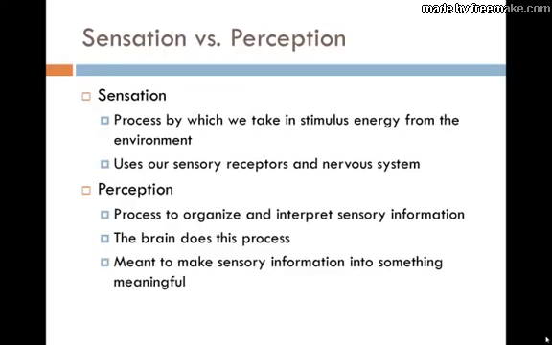And one thing about sensation versus perception is that our perception may not always be the same as what we're actually sensing. Our brain may interpret things differently than what the actual stimulus energy from the environment is. So they're very different processes. Perception is when we make meaning out of the things that we're sensing.